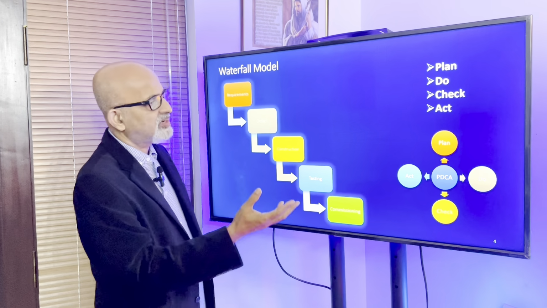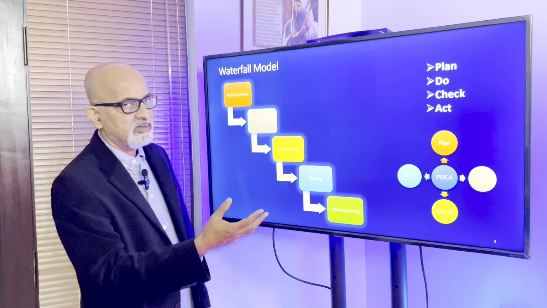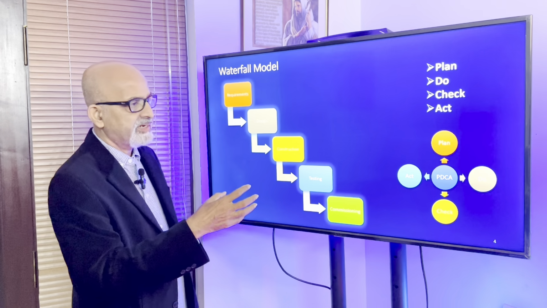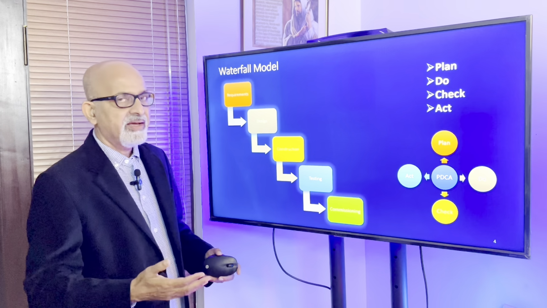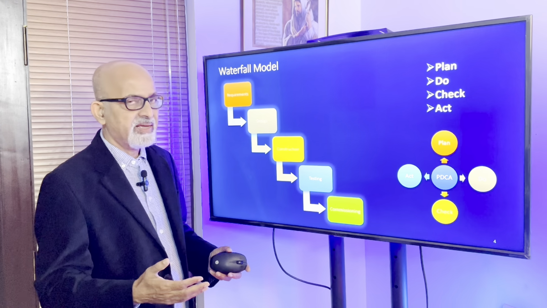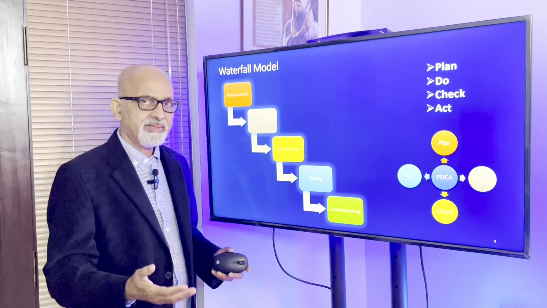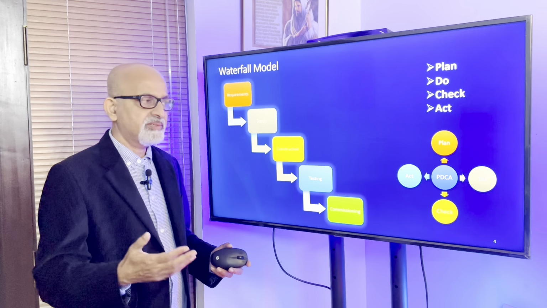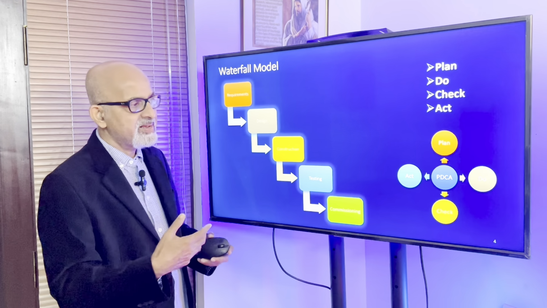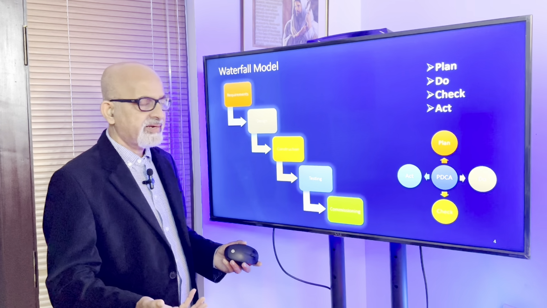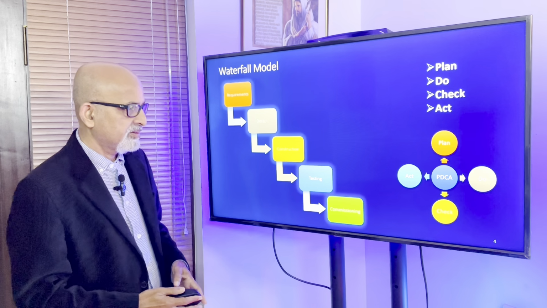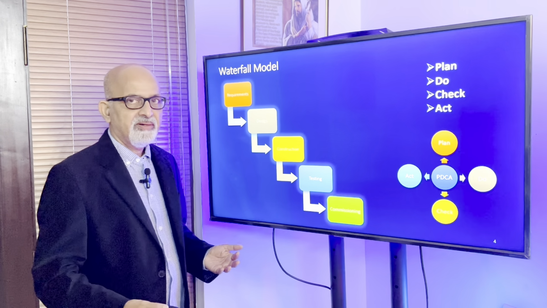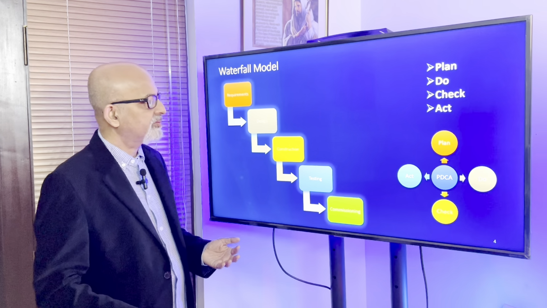All these waterfall models revolve around plan, do, check, and act. That means whatever we want to do, we must plan first, and then we do things as per the plan. Once in a while, we check to see whether things are going as per the plan, and if there is a variance, we take action. I hope you understood the essence of a waterfall model.